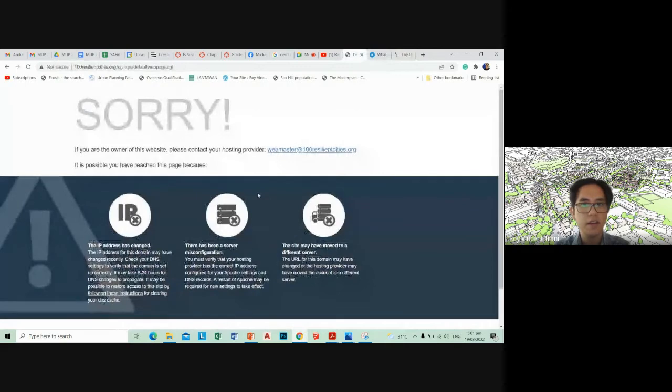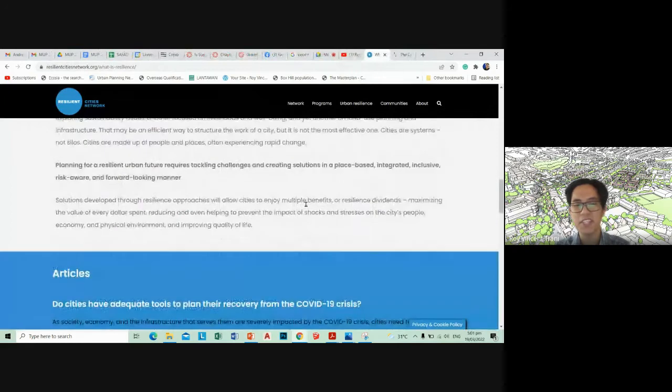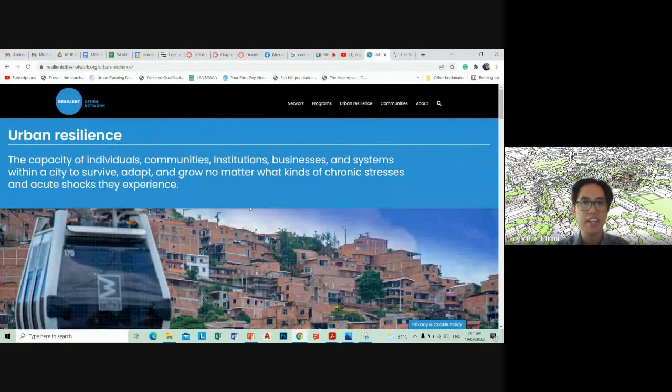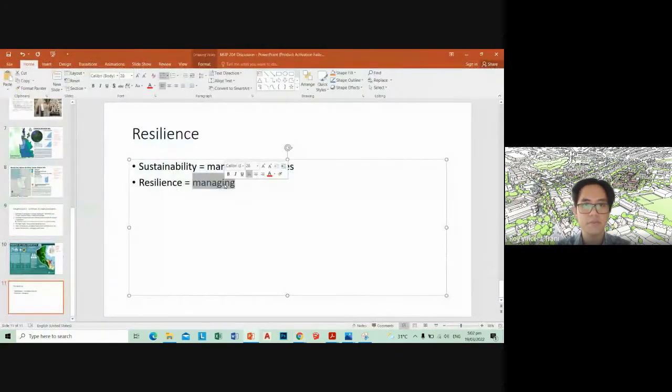Oh, the website is gone. So maybe the Resilient Cities movement was not very resilient. Let's see here, urban resilience: the capacity of individuals, communities, institutions, and systems within a city to survive, adapt, and grow no matter what kinds of stresses and shocks they experience. So basically, the ability to survive and grow despite challenges. So this includes natural disasters, pandemics, earthquakes, etc.